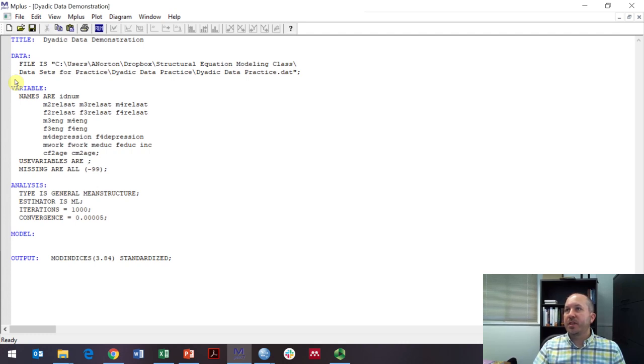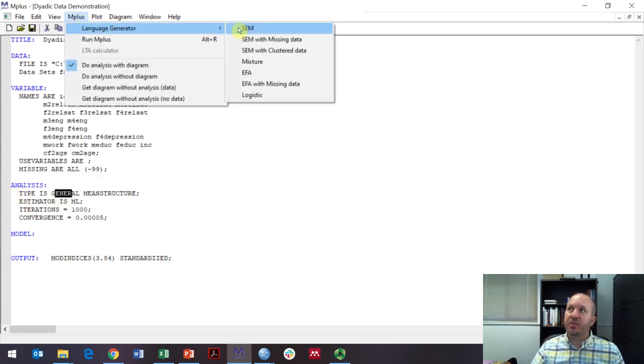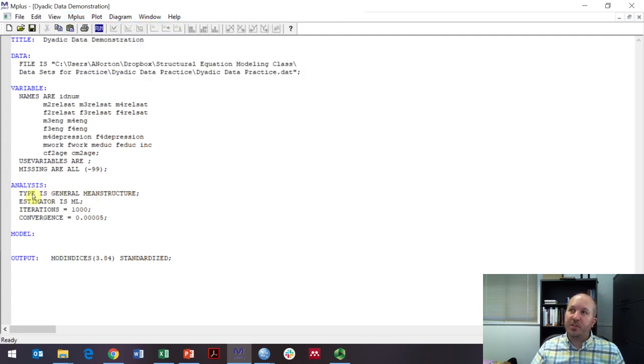We have our use variables here, which I'm going to add a little bit later, and you can see it's already put in my missing are all -99. It does type as general. That's because when I went to my language generator, I just did SEM. It doesn't matter which one you do. And in fact, if you just still do type as missing, it will still include mean structures because Mplus does that unless you tell it not to. So this is less important. We can see we have our estimator as ML, we have our iterations and our convergence right there. Everything else is set to go except for our use variables list, which we need to start our model first.